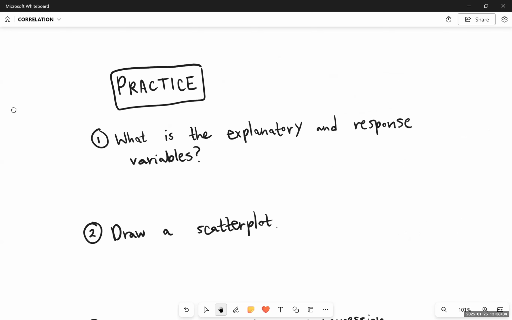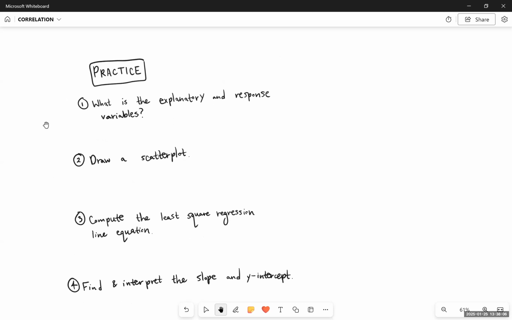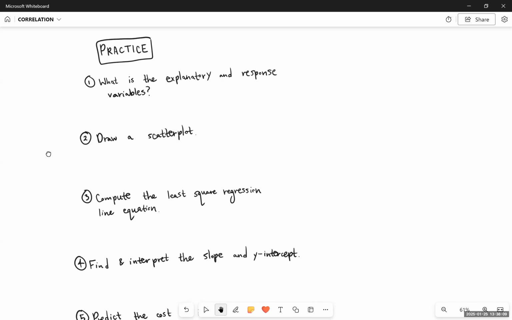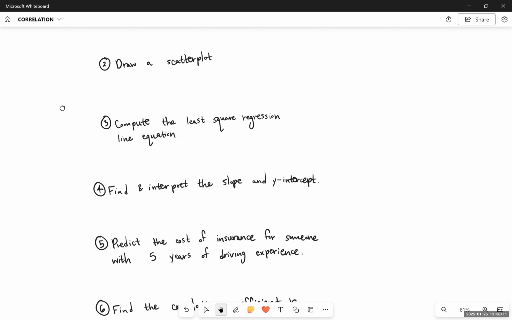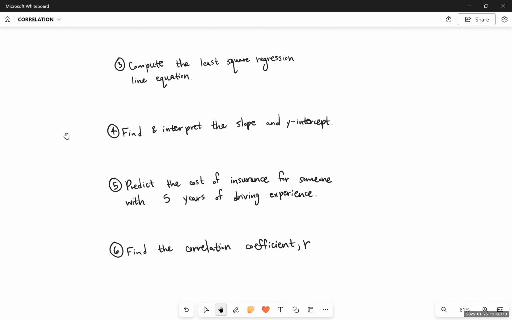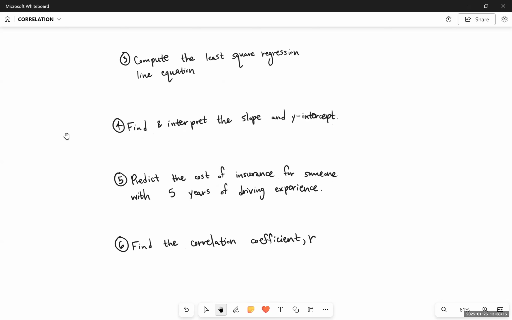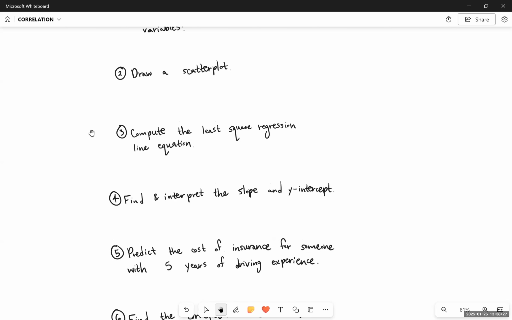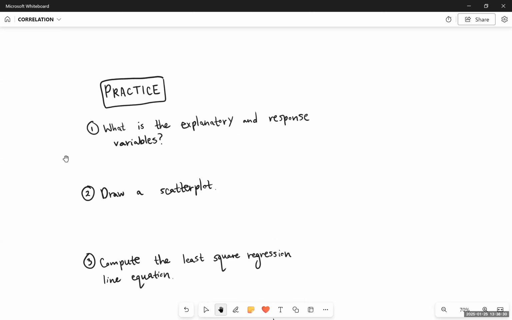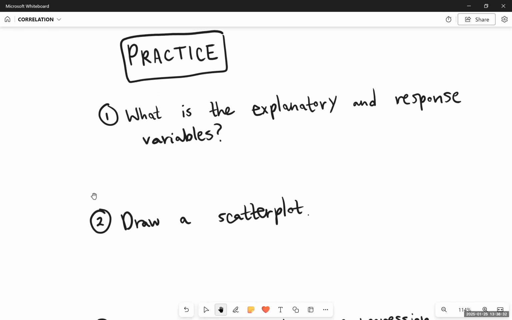And so on the right here, I have some practice questions for us to go over, like explanatory and response variables. What are those? And then slope and y-intercept after we create the best fit line and the equation for the least squares regression line from all the points, the correlation coefficient, and we're going to make a prediction using that equation. So lots of stuff. Let's start here with what's the explanatory and response variables.